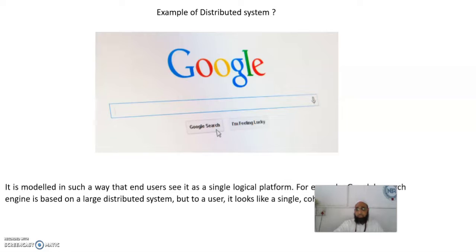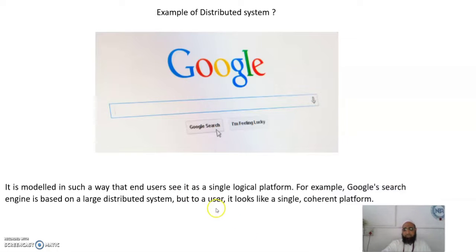A distributed system is modeled in such a way that the end users see it as a single logical platform. That is, the Google search engine is based on a large distributed system, but to a user it looks like a single coherent platform.